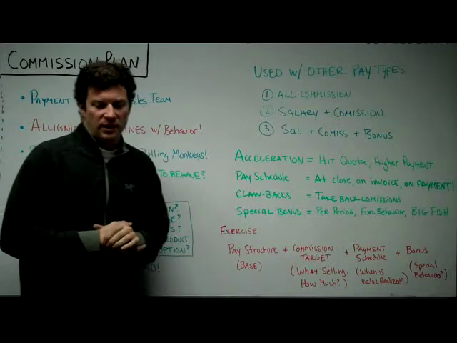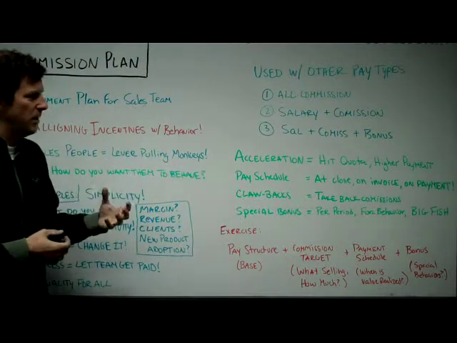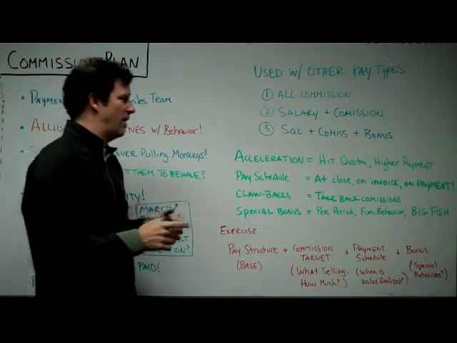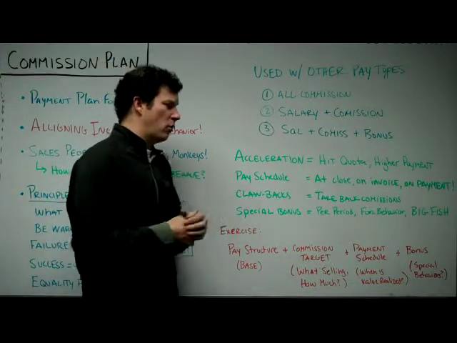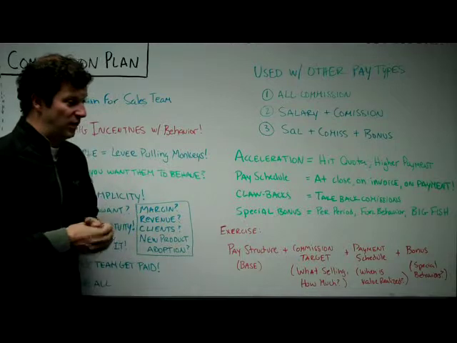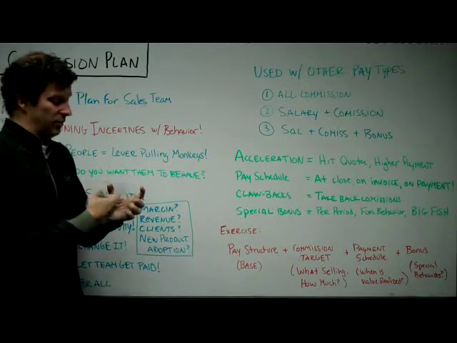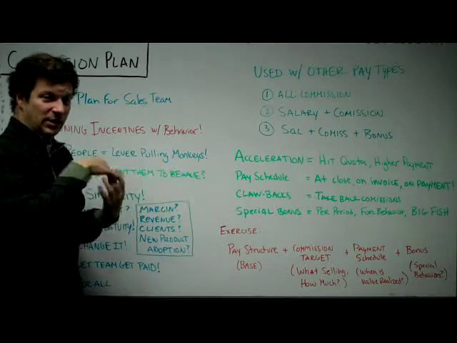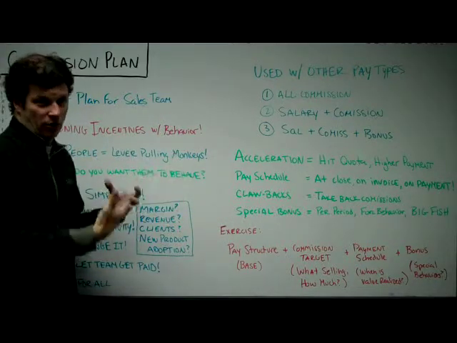Acceleration simply means that if you hit your quota or you perform, you will get a higher payment when that happens. So this is inside of a time frame. If my quota for the quarter is 15 grand and I sell 15,000, I get a commission rate of 10% on that. Every dollar above that, I now get 20%. It just means that your commission rate accelerates when you hit your goals.